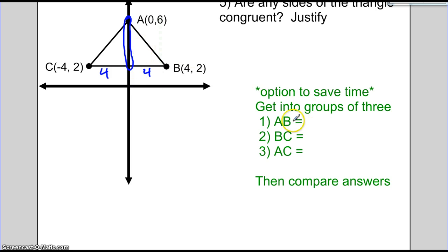Now it's asking me to find the distance between A and B. Well, if I go from 2 to 6, then that's 4. If I go from B to C, 4 plus 4 is 8. And if I go from A to C, how do I figure out this distance? If I know this is a right triangle, then maybe I can do Pythagorean theorem, right? How do you spell that again? Pythagorean theorem.